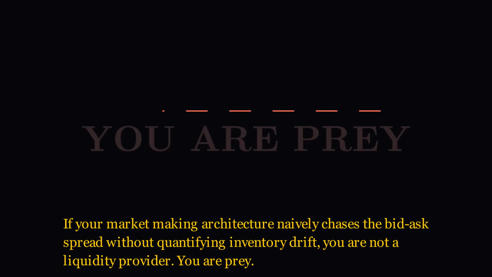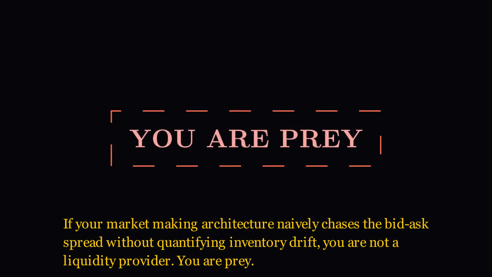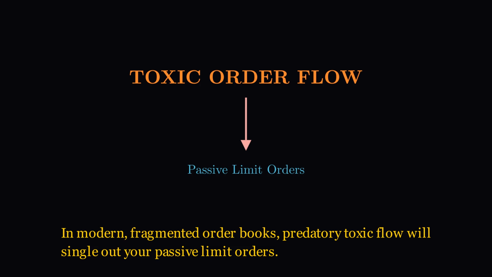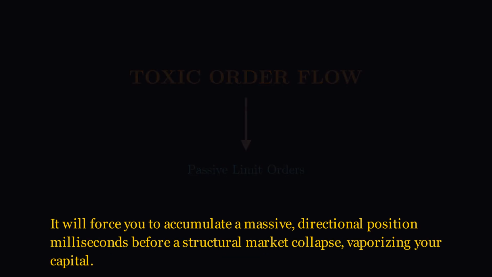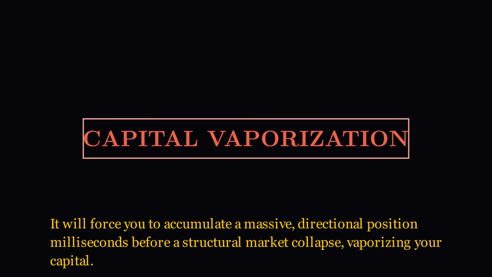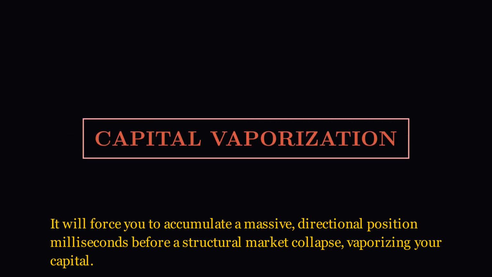If your market-making architecture naively chases the bid-ask spread without quantifying inventory drift, you are not a liquidity provider. You are prey. In modern, fragmented order books, predatory toxic flow will single out your passive limit orders. It will force you to accumulate a massive, directional position milliseconds before a structural market collapse, vaporizing your capital.